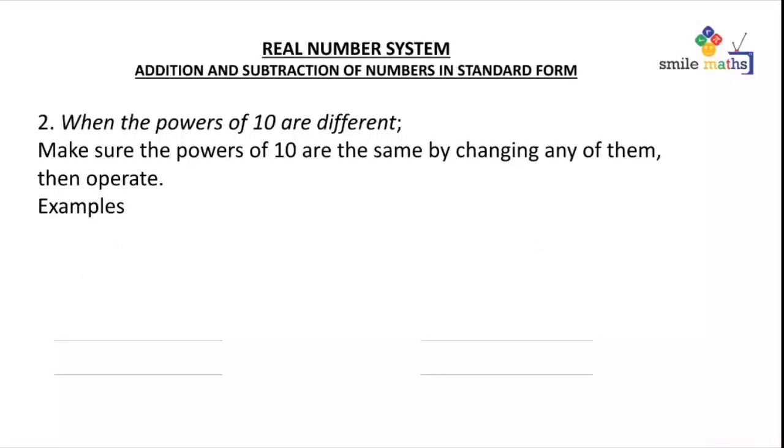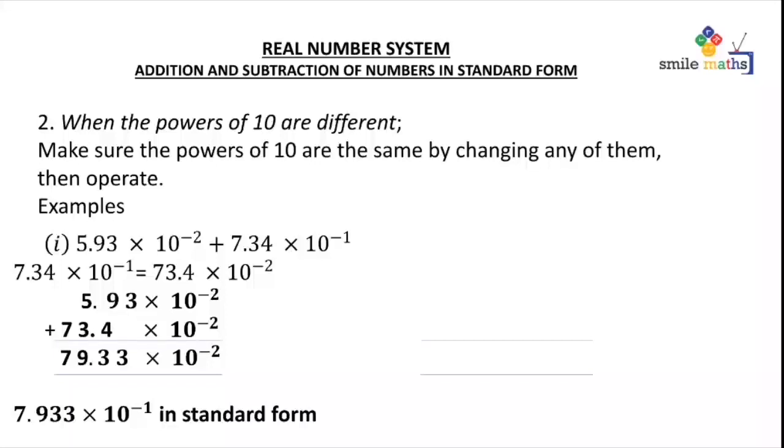Number 2. Let's talk about when the powers of 10 are different. So we make sure the powers of 10 are the same by changing any of them. Then we operate. So we have an example, 5.93 times 10 to the power negative 2 plus 7.34 times 10 to the power negative 1. So as you can see, one is negative 2, the other one is negative 1. So we are going to change the second one, which is 7.34 times 10 to the power negative 1, for it to also become like 10 to the power negative 2.